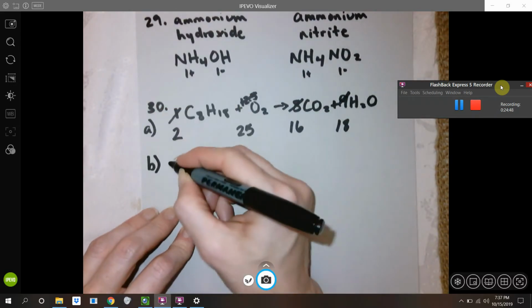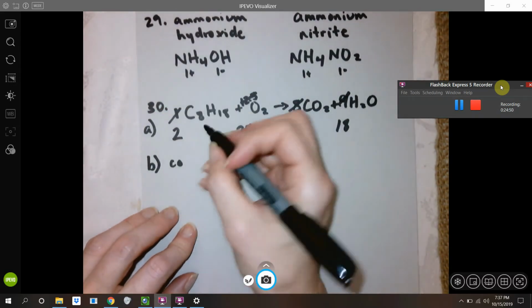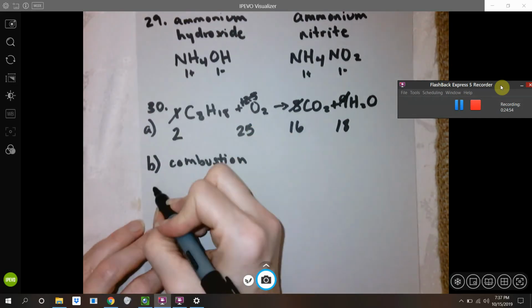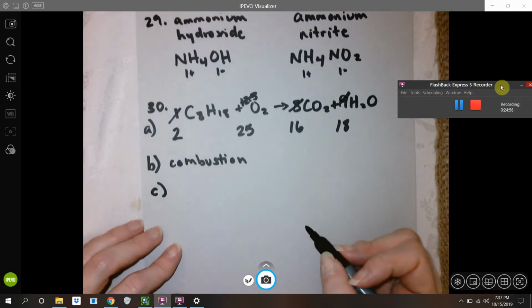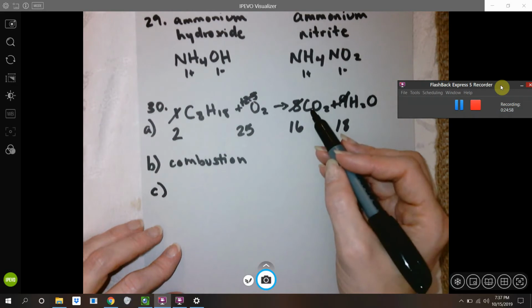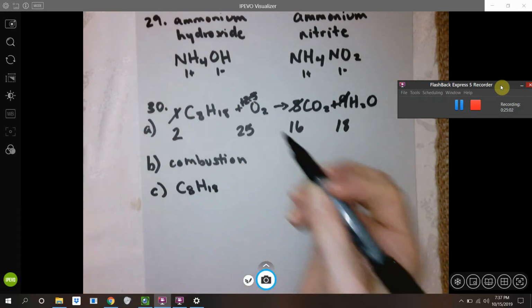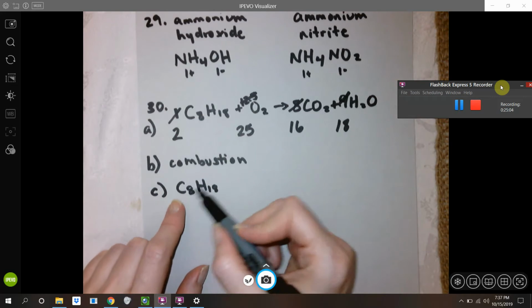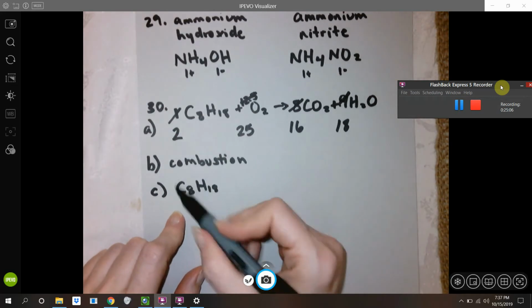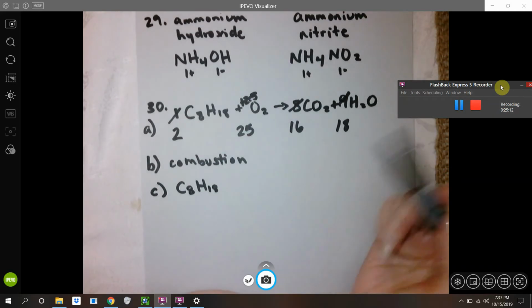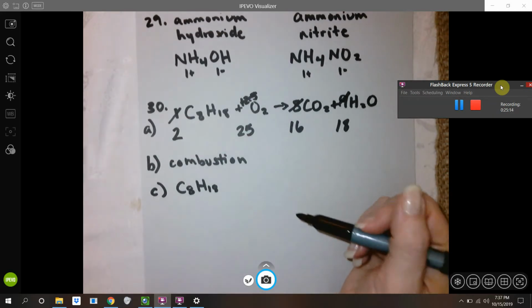So B, this is combustion. It asks for the type of reaction. That's combustion. C says, where did the carbon in the CO2 come from? It came from the gasoline, right? This carbon used to be in this kind of configuration. When the reaction happened, it all broke down and it formed something new, which was CO2.